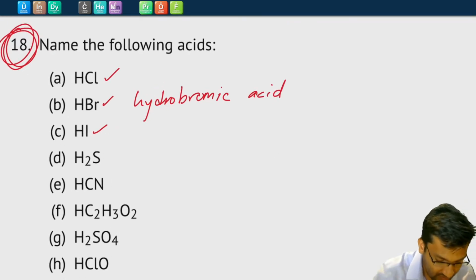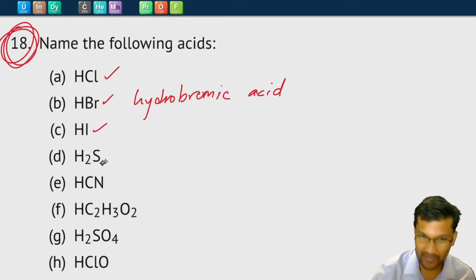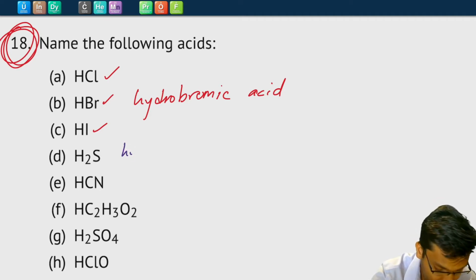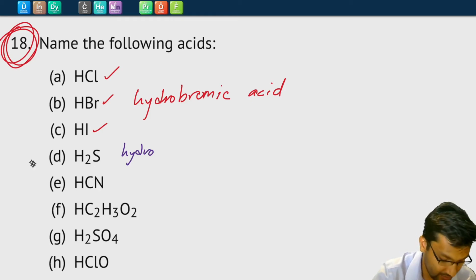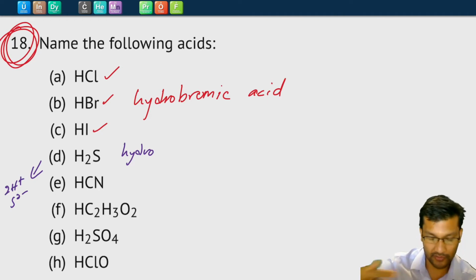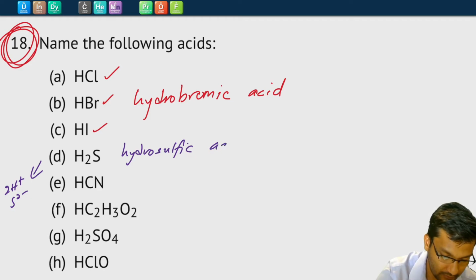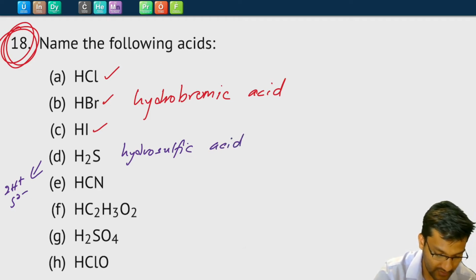That's it. Let's try this one. H2S. It's made up of only 2 elements, hydrogen and sulfur. So it's hydro. This is sulfur. The ion is sulfide, right? It breaks up into 2H+ and an S2- because sulfur is the third to last group on the periodic table, group 6A. So it has a charge of 2-. So it's hydrosulfuric acid. There we go.